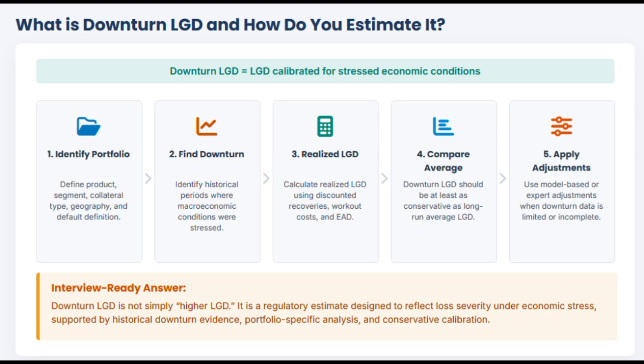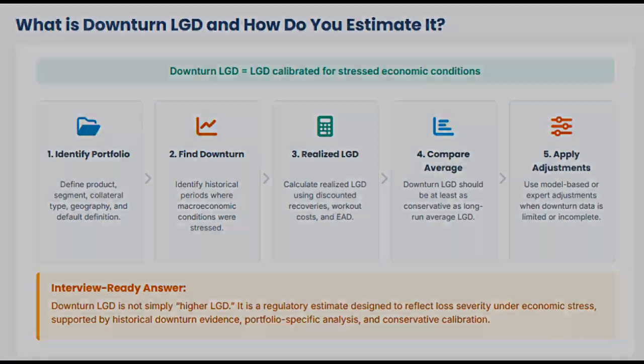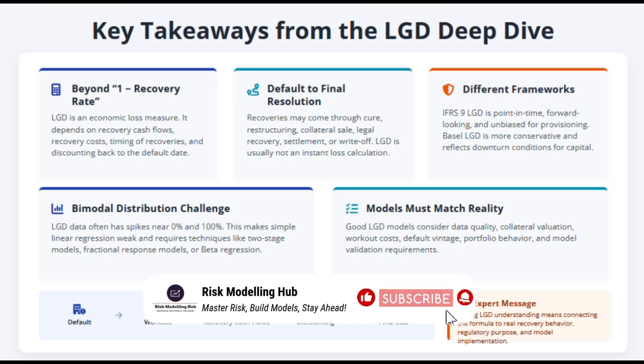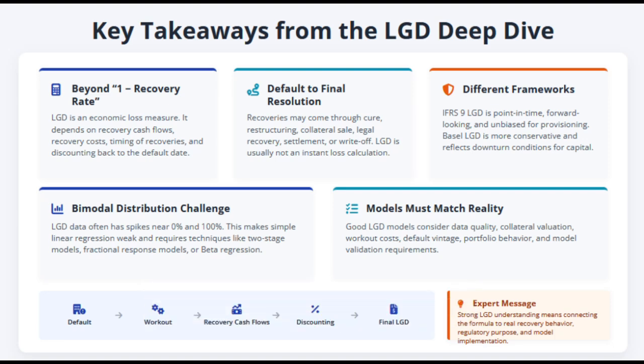I hope the questions and the answers have given you a bit of flavor of LGD. So today we have covered LGD far beyond the basic 1 minus recovery rate definition. And you now understand that LGD is a complex, time discounted economic measure because it requires careful treatment of the recovery cash flows, cost, and the timing. Regulatory frameworks also differ significantly. IFRS 9 requires point in time, unbiased estimates, while Basel requires conservative downturn biased estimates. Practical implementation challenges are also there, including the data quality, collateral valuation, and the model validation requirements.